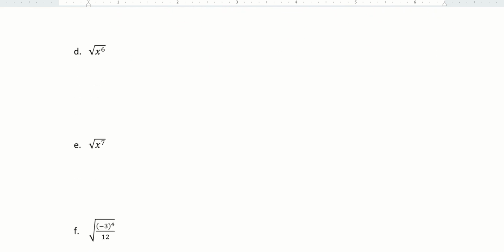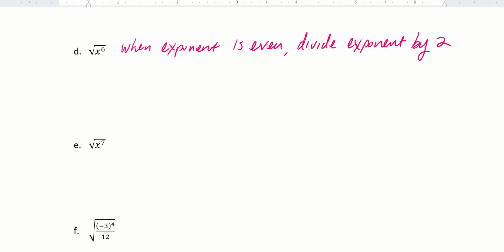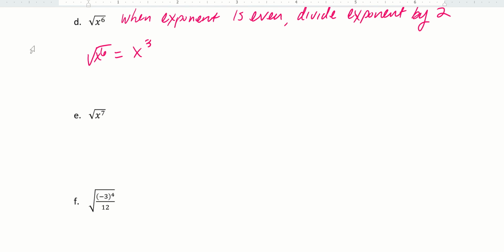Okay. When you have something like x squared, x to the 6th, or any exponent under a radical, when the exponent is even, you can just divide the exponent by 2. And that'll be your simplified answer. So the square root of x to the 6th is, divide the exponent by 2, it's just x cubed. So if you had the square root of x to the 8th, that's going to be x to the 4th. If you have the square root of x squared, that's x to the first, which is just x.